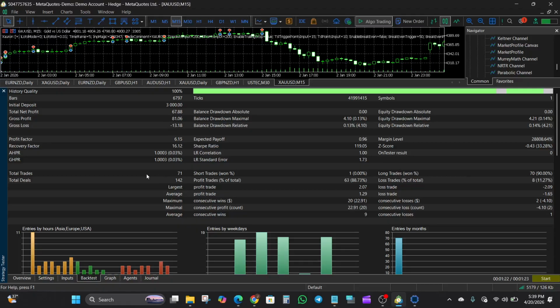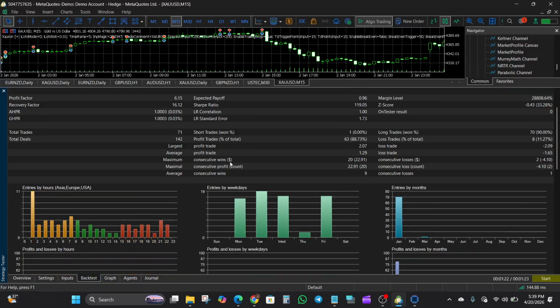So, but then the reason why I said this EA is a scalper is because we had 71 trades, but the net profit was just 67.88 US dollars, right? So the gross profit was 81 and the gross loss was 13. So it means that the trades were not left to run for long, right? Okay, so we actually had a net profit over the period of 3.5 months. And remember that past performance does not guarantee future results.